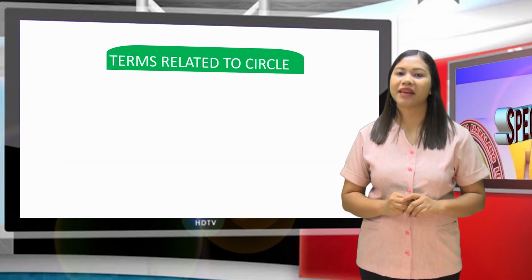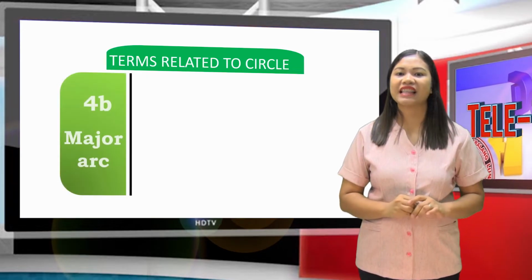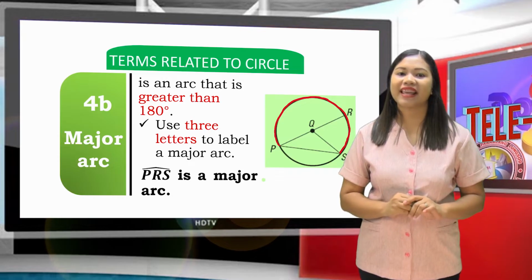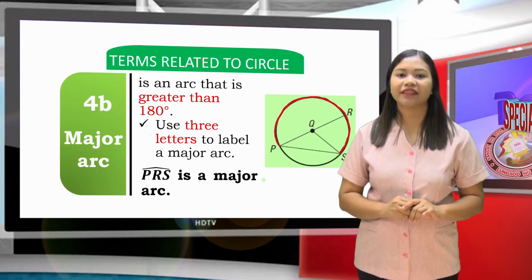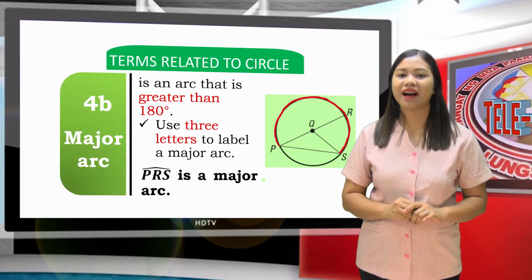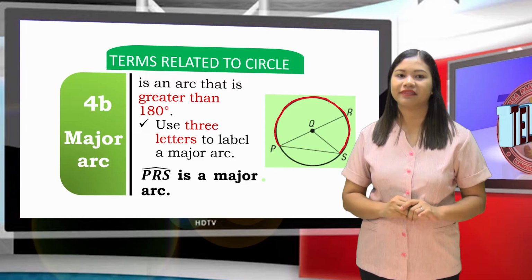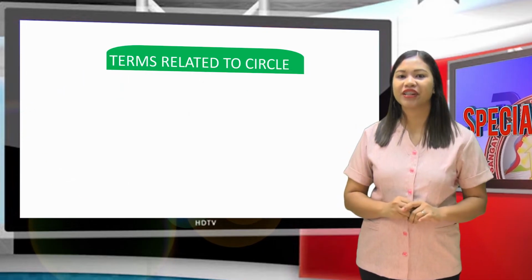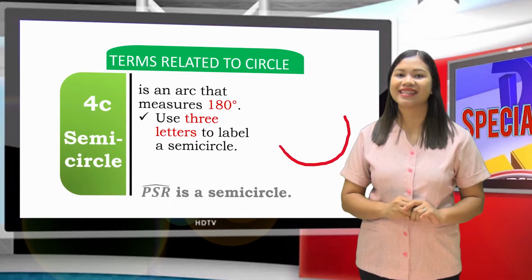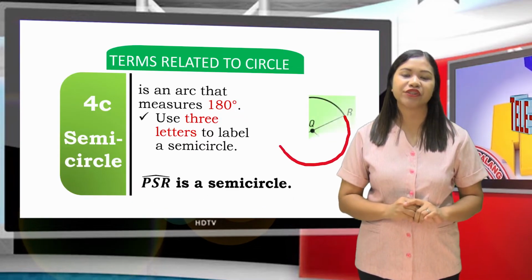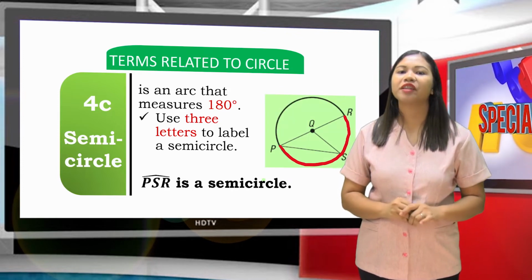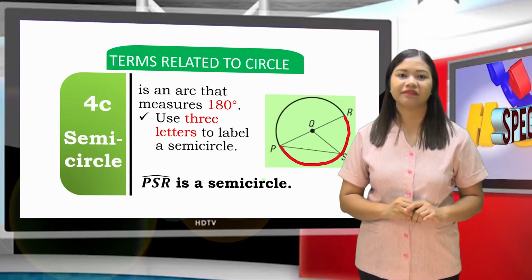The second one is a major arc. Major arc is an arc that is greater than 180 degrees. Please take note that we use three letters to label a major arc. In the figure, arc PRS is a major arc. The third one is a semicircle. Semicircle is an arc that measures 180 degrees. Please take note that we use three letters to label a semicircle. In the figure, arc PSR is a semicircle.